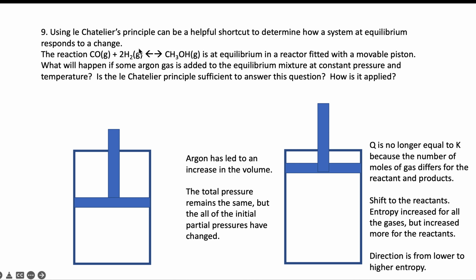So we need to be careful. We had something that was changing the volume. That something, argon, wasn't listed within our balanced equation, but because our friend the piston was involved, we saw a change that we then had to account for, and Q and K were no longer equal to each other.